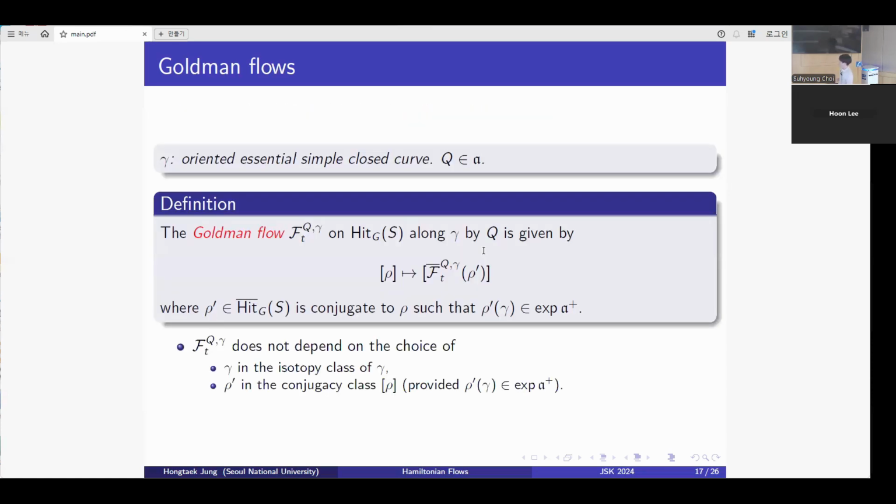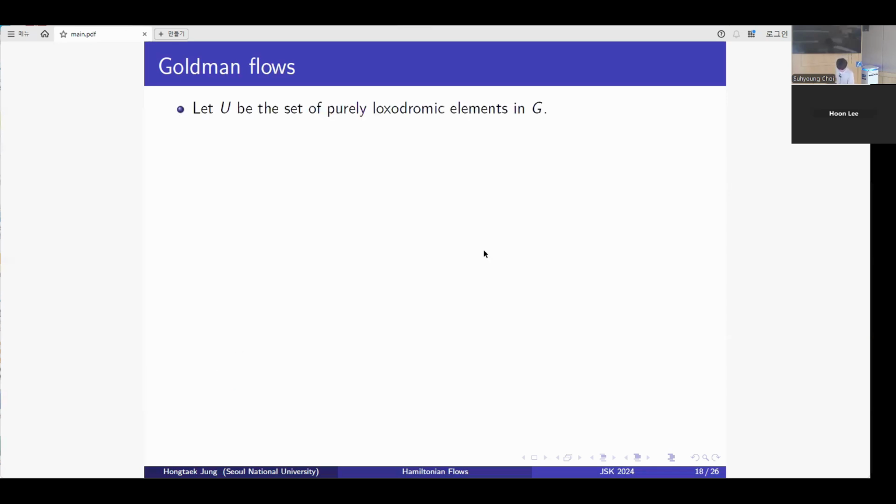Okay, this is our definition of the Goldman flow. If you have any questions, this is a good time to ask. Otherwise, we can move on to some properties of Goldman flows.